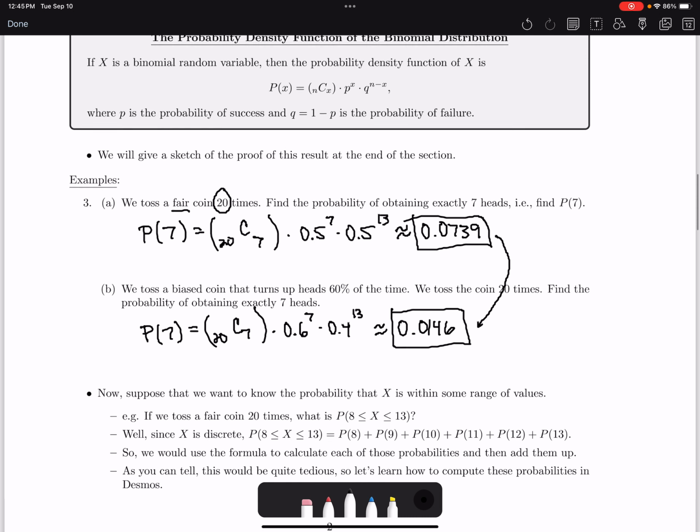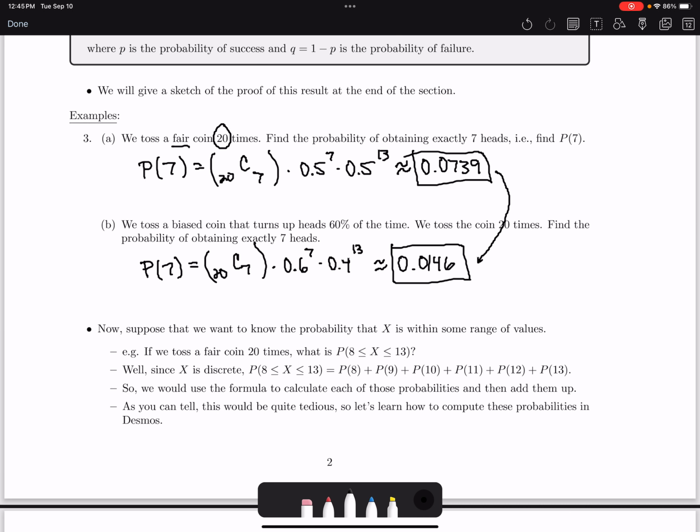Okay. Now, what if you wanted to know the probability that x is within some range of values? Like, what if we wanted to know the probability x is between 8 and 13? This is a very common scenario and something that we would want to figure out. Well, what you would have to do is compute the probability of 8, probability of 9, probability of 10, and so forth, all the way up to 13, and then add those up, which would be a very time-consuming activity to perform. And very tedious, right? So we don't want to do it that way.